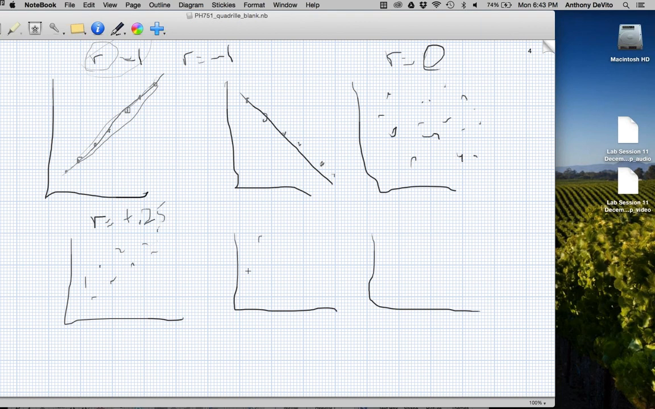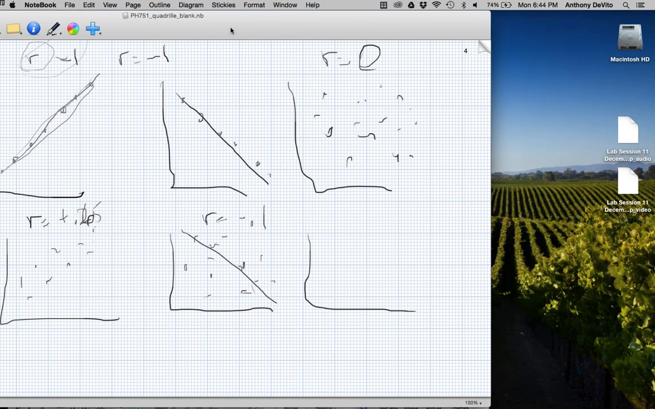And let's say we got something like this. Actually, it might be better than that. It might be 0.65. We got something like this where you can kind of see a relationship, but it's not very strong. That might be an R of negative 0.1. Not a very good correlation. Negative, but not a very good correlation.